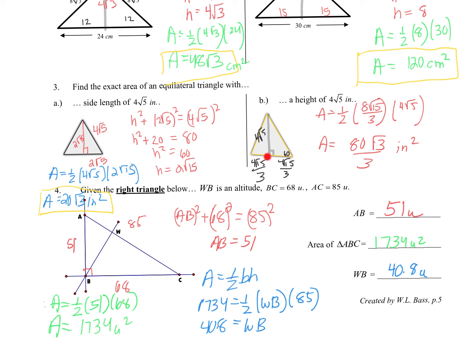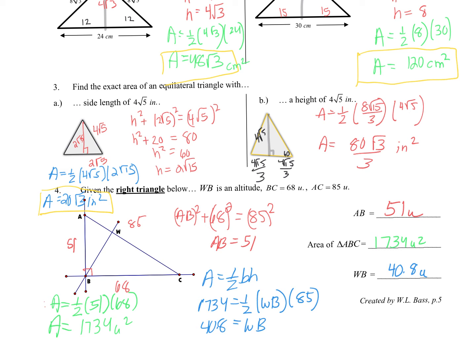So when we go to figure out the area, we have to add these together to get the base. So 1/2 times the base, which is 8 times the square root of 15 over 3, times 4 times the square root of 5, is going to give us an area of 80 times the square root of 3 divided by 3.